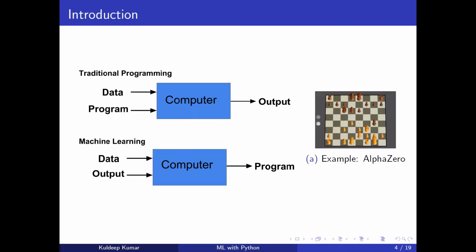So there comes machine learning, where the goal shifts: instead of relying more on heuristics, we rely more on the data. Here, you feed the data as well as a set of labels or the outputs to the computer, and what it will give you is a program. What it means is that based on the data, it is going to learn what the output should be.